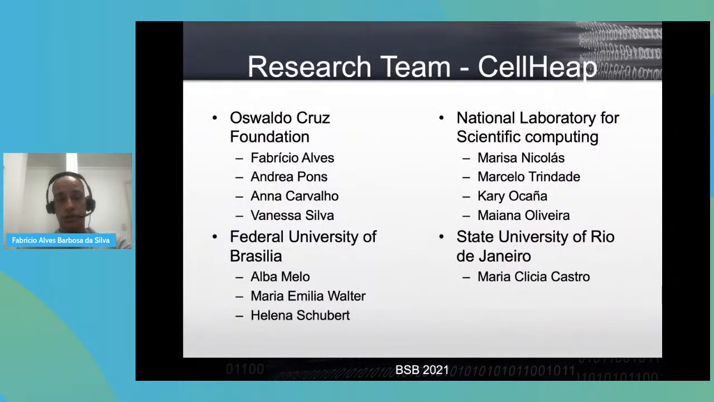About our research team, we have a multidisciplinary, multi-institutional research team working in CellHeap and working also on the biological questions of the systems biology project. So we have researchers from Oswaldo Cruz Foundation, the Federal University of Brasilia, the National Laboratory for Scientific Computing, and the State University of Rio de Janeiro.